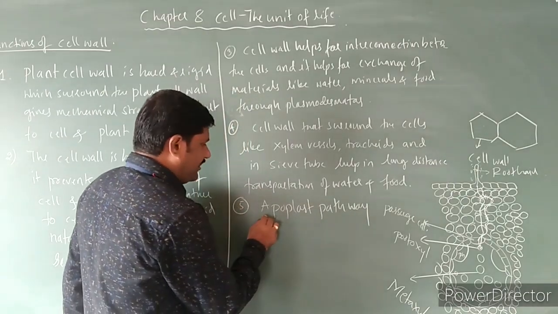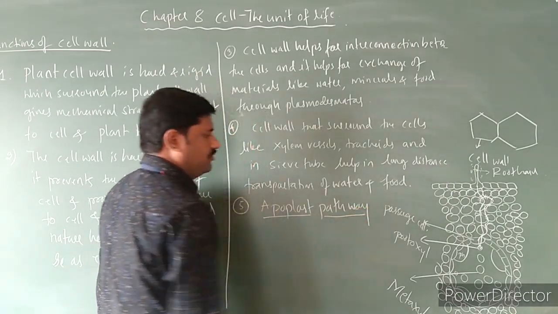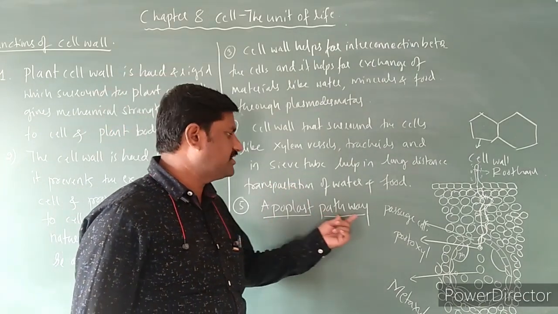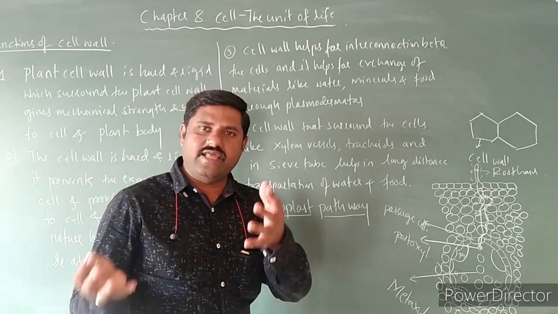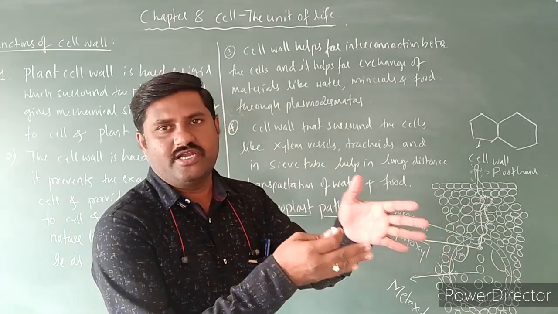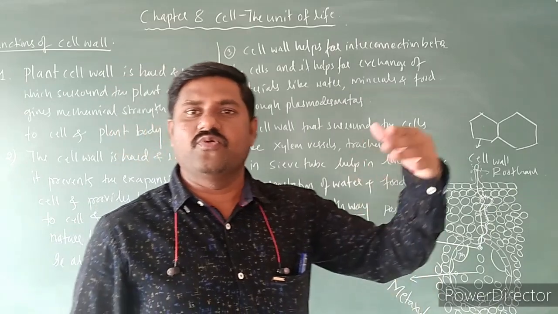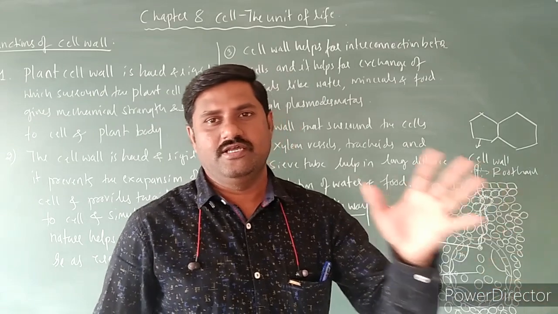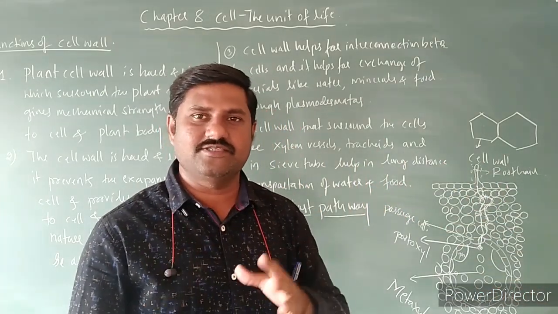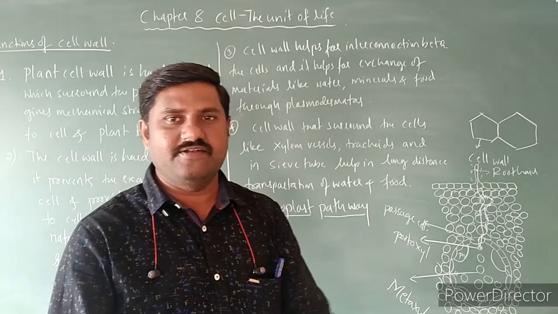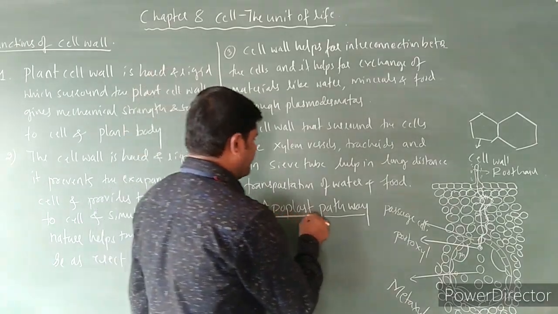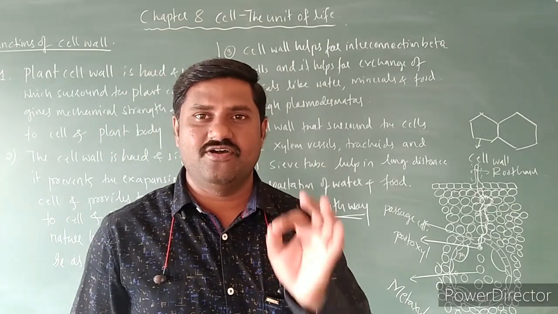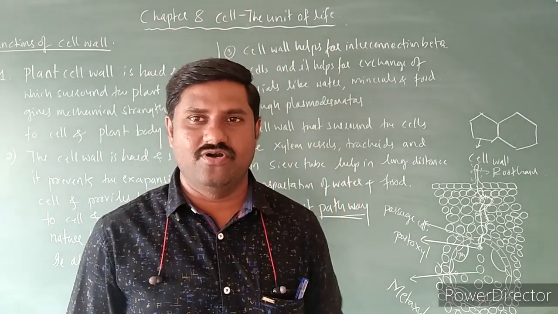So through the cell wall, whatever water moves, that pathway itself is said to be the apoplastic pathway, right? The cell wall takes the water and moves it to intercellular spaces, and later from one intercellular space to another, the water moves through the cell wall itself, right? This method or this pathway itself is said to be the apoplastic pathway, right? So this is also one more function of what? The plant cell wall, right?